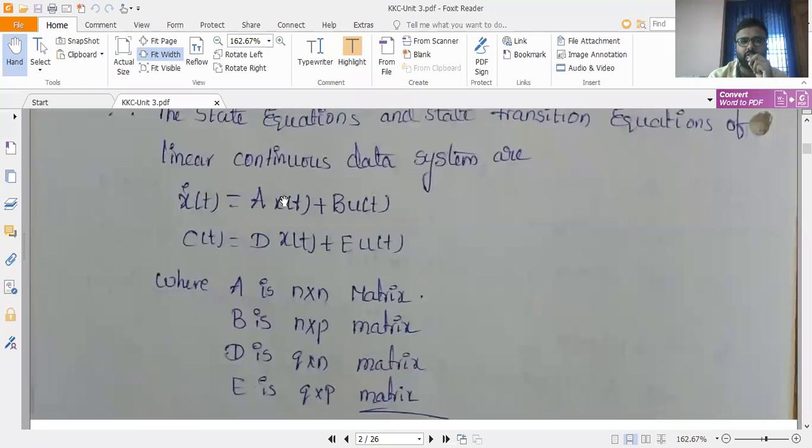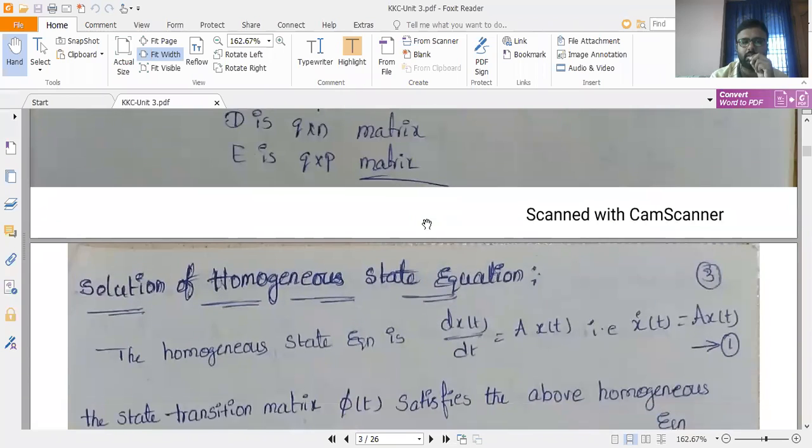One is x dot of t is equal to A into x of t plus B into u of t, and y of t is nothing but C into x of t plus D into u of t. These are the two state equations, and after that we stepped into the topic, the solution of homogeneous state equations.